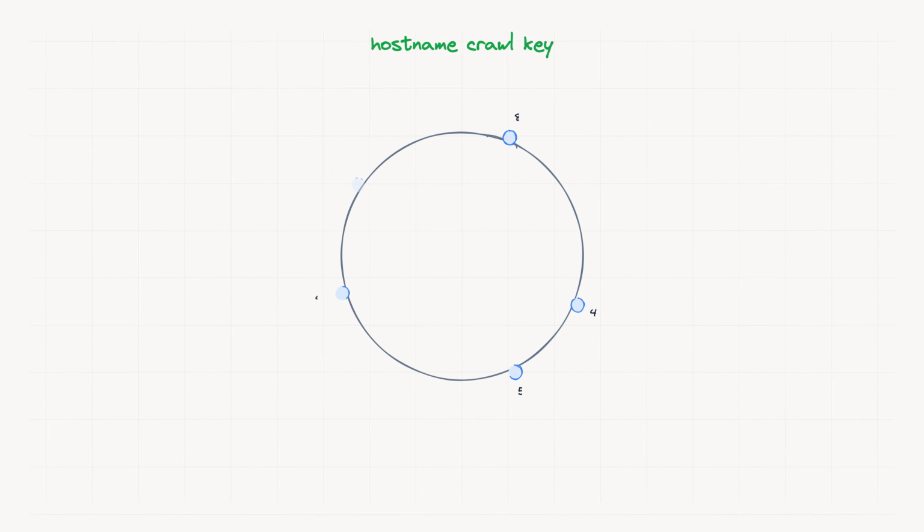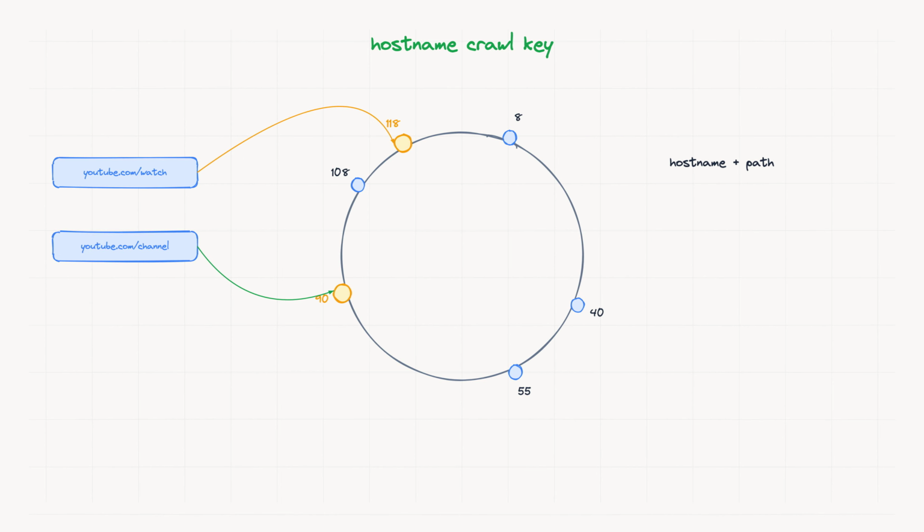A middle ground is to hash hostname plus the first path segment. youtube.com/watch and youtube.com/channel would map to different owners. This splits hot hosts while keeping some per-path locality, but it also splits robots.txt and rate limit responsibility across multiple peers, so you're back to some coordination overhead.